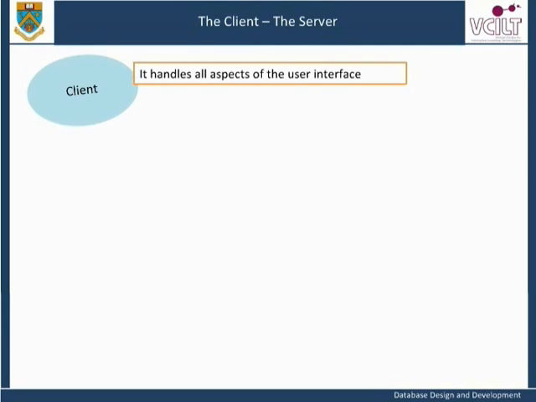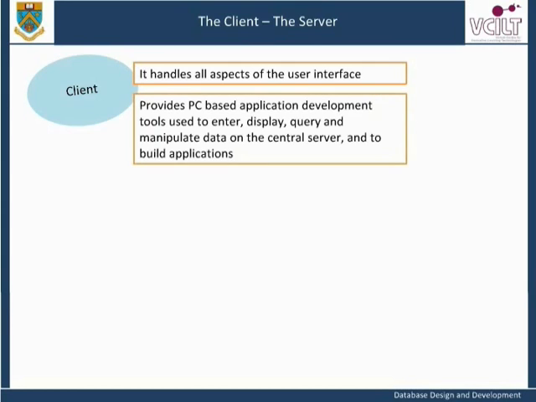The client. This is the front end of the client or server system. It handles all aspects of the user interface. It is the front end of the system since the client presents the system to the user. It provides PC-based application development tools used to enter, display, query, and manipulate data on the central server, and to build applications. The client operating system is usually Windows, OS/2, or Unix.